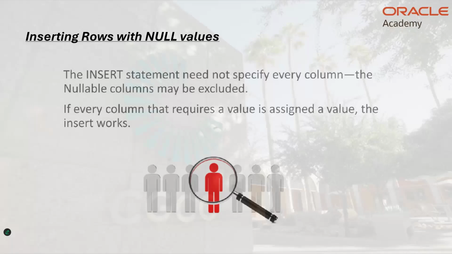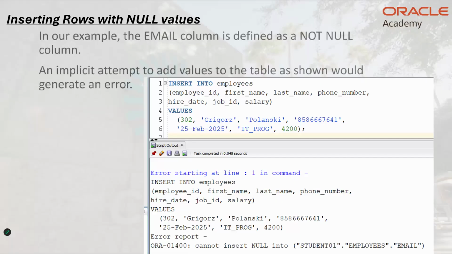All right, so inserting rows with null values. Null values are a lot of fun. They can cause issues, but the insert statement need not specify every column. As I said before, if the column is nullable, meaning you don't have to insert data. As a matter of fact, if you insert, like in that departments table, just a department ID and department name, the other columns in that row will be null automatically by default. We'll talk about that as well.